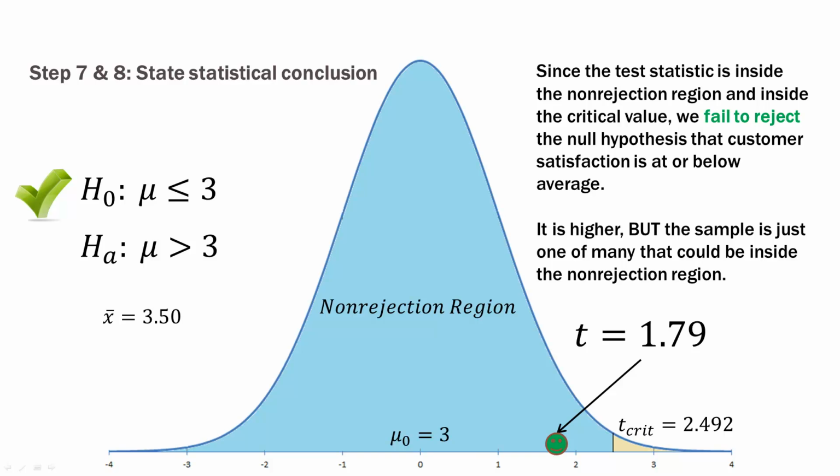It is higher, so it's 3.5. It is higher, but the sample is just one of many that could be inside this non-rejection region. The sample mean would have had to have been much higher to actually surpass that critical value. Now the question is, what would that sample mean have to be to surpass that critical value of 2.492?